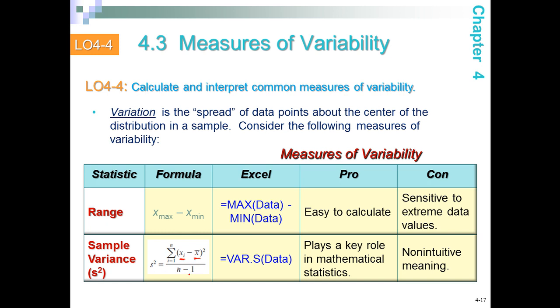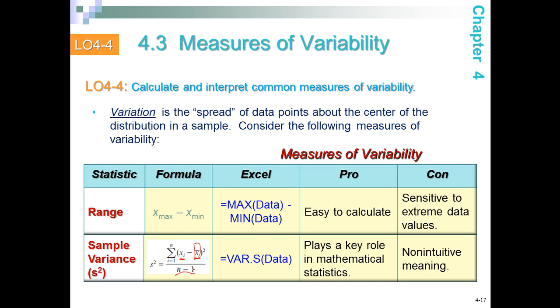The reason that we divide by n minus 1 instead of n is because this x bar right here is an estimate for mu. Because we've estimated mu with x bar, we've lost what's called a degree of freedom. If that doesn't make any sense to you, don't worry too much about it. Just remember that we're dividing by n minus 1 instead of dividing by n.